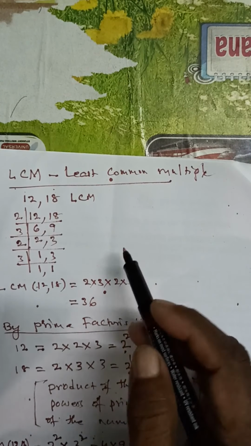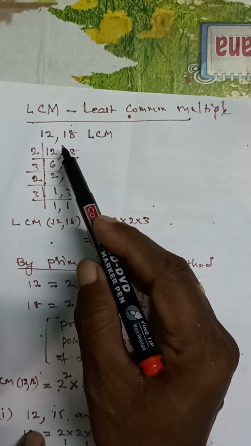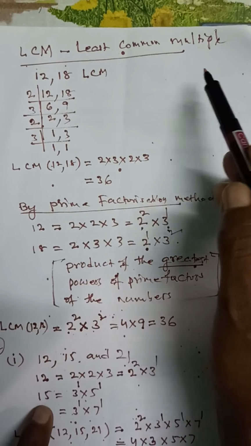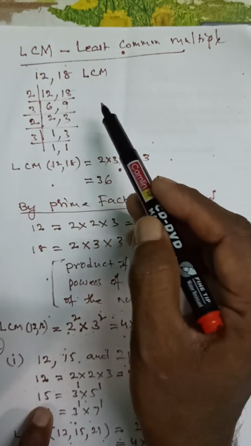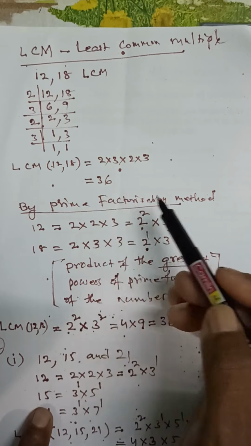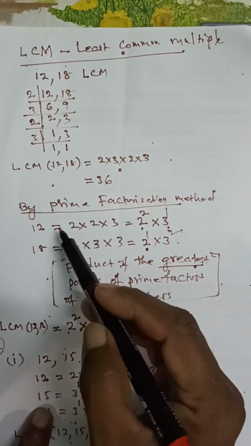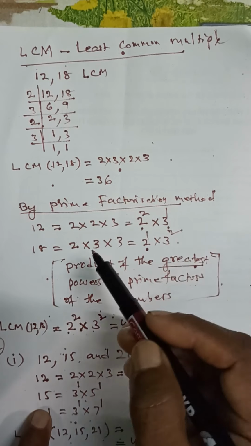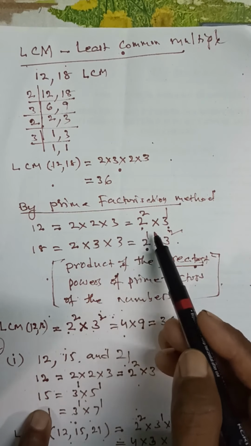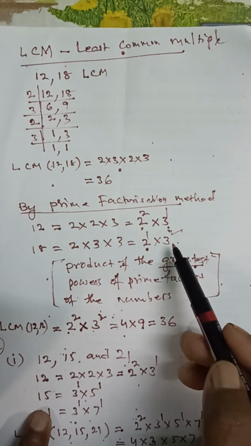LCM means least common multiple. Generally we find the LCM by this method, for 12 and 18. So the LCM of 12 and 18 is 36. How to find the same LCM by the prime factorization method? Simply we write the factors. 12 is 2 into 2 into 3, that is 2 square and 3 to the power of 1. 18 is 2 to the power of 1 into 3 square.